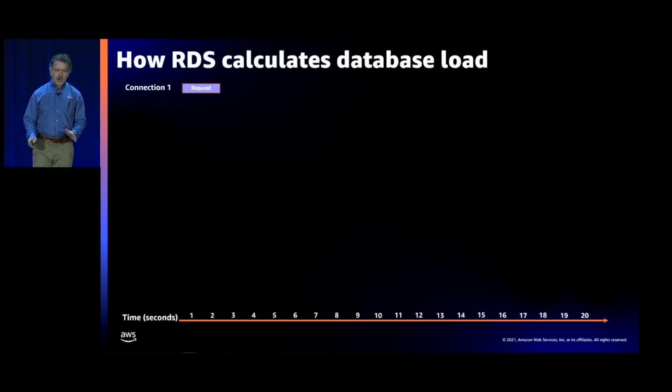All right, just to get a little more technical about this metric, I want to show you exactly how we derive this metric from your database activity. As we mentioned before, a session is a connection. So here on the screen, you can see a single connection to the database. And you can also see a request that connection is making to the database. And down at the bottom, you can see a timeline. The timeline is in seconds, so second 1 through second 20 there.